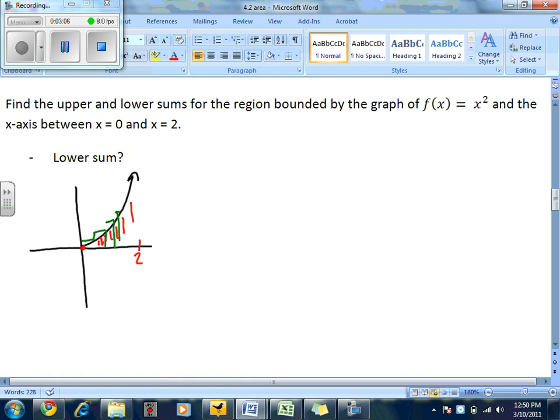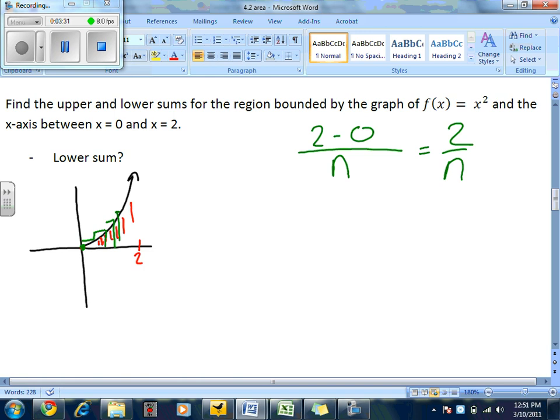Well, first of all, let's figure out what our intervals were. In our last video, we broke up our intervals. We went from 0 to 2. Well, we said 2 minus 0, and we had to break it into 5 intervals, so we divided by 5. Well, we're breaking it into n intervals, so we're going to divide by n. So our intervals are 2 over n. All right? So if we're dealing with left endpoints, we're starting at 0. If we're dealing with our lower sum, we're starting at 0.